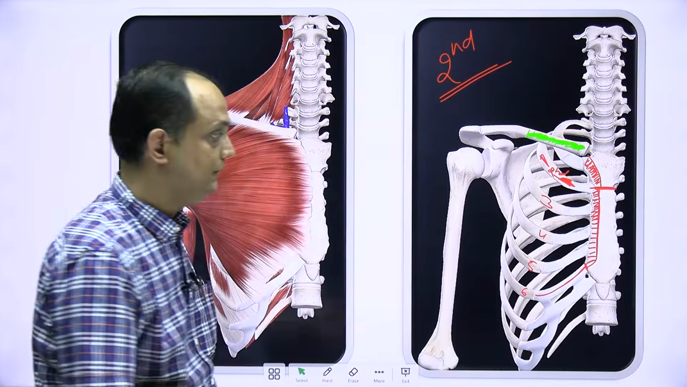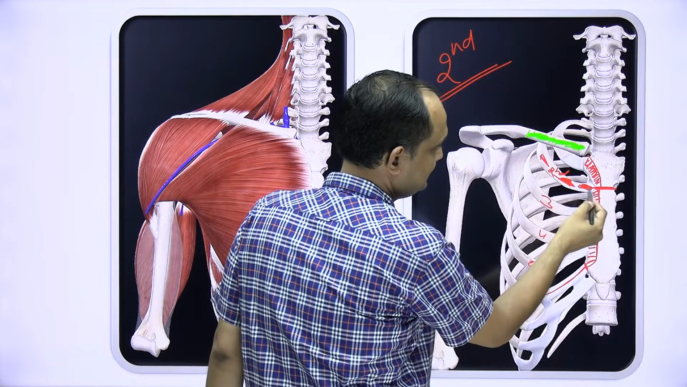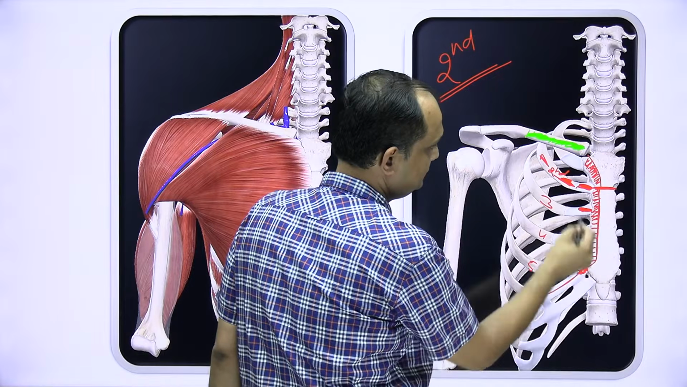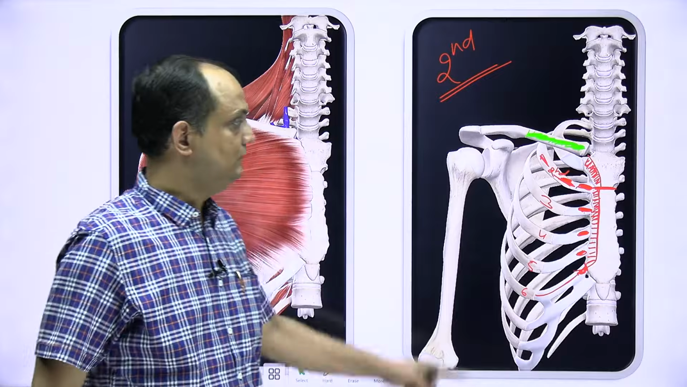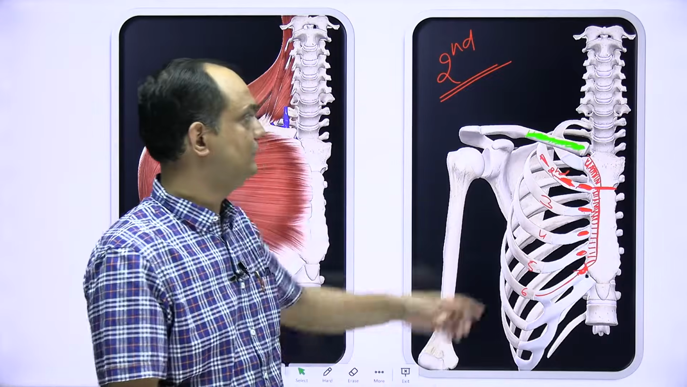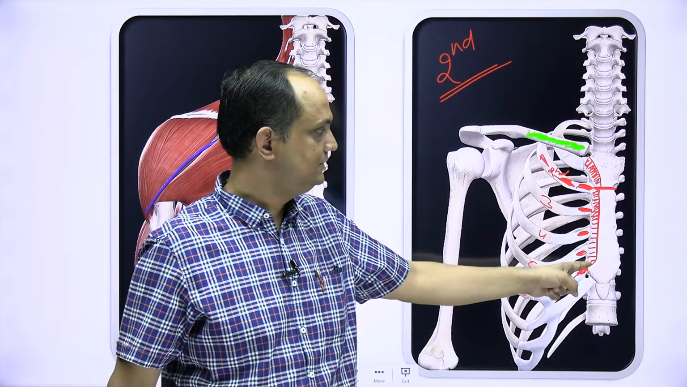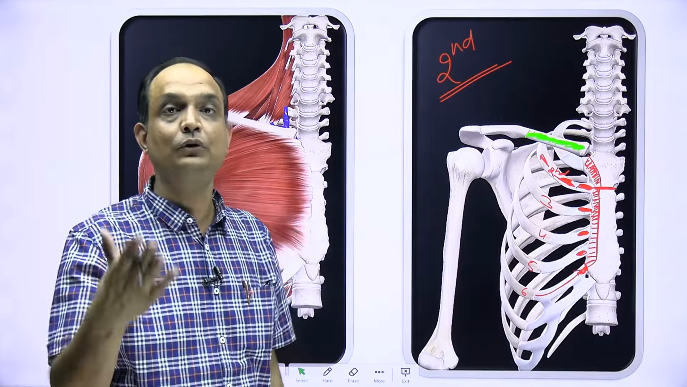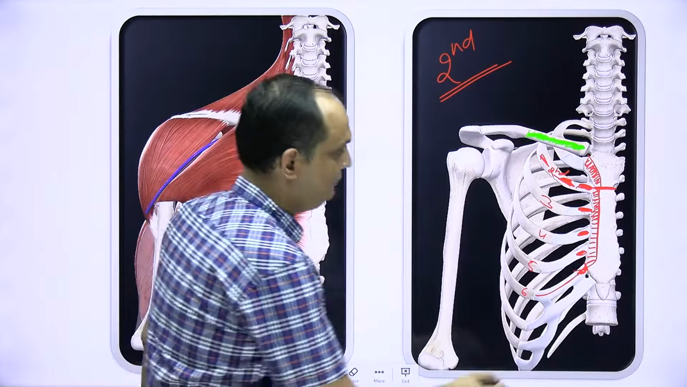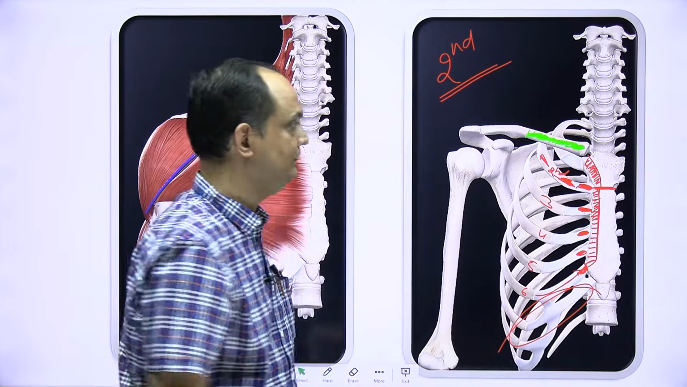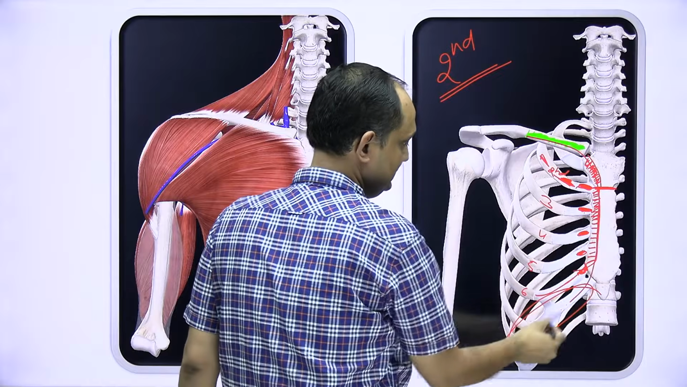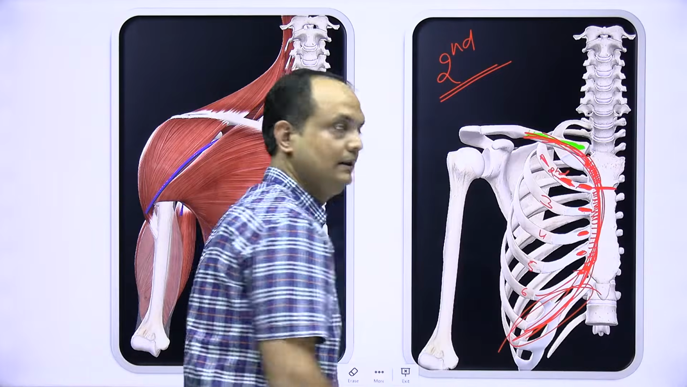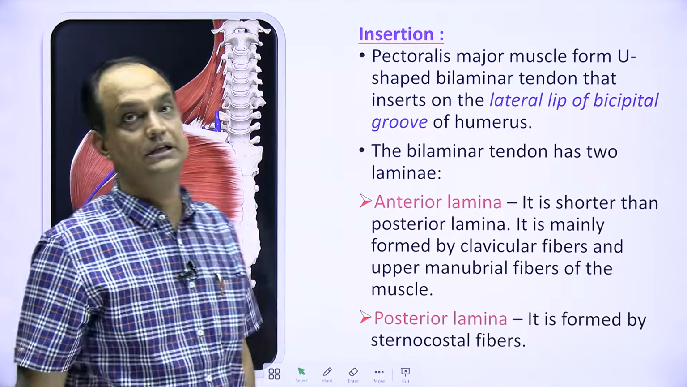Now, the costal fibers arise from the adjacent costal cartilages, from the 2nd to 6th costal cartilage. So, this is 2, 3, 4, 5 and 6. These are the three bony origins: one is from the clavicle, second is from the manubrium and sternum, third is from the 2nd to 6th costal cartilage. The fourth origin comes from the aponeurosis of the external oblique muscle, which will come here. In this way, if you draw the whole muscle origin, this is the origin of your pectoralis major muscle. Clear? Now, we will talk about the insertion.